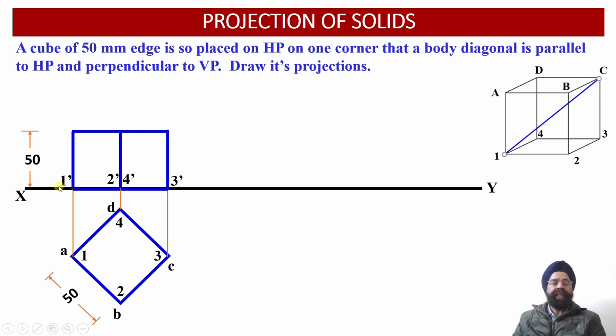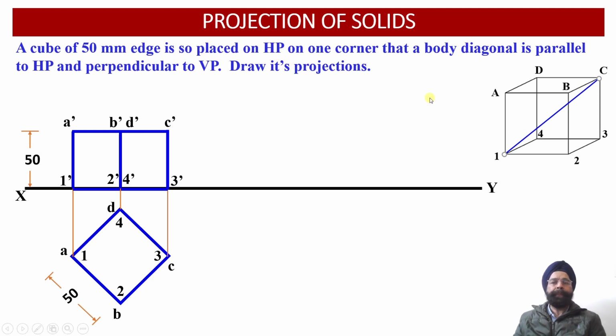So this way the front view projections corresponding to the base will be 1 dash, 2 dash, 4 dash and 3 dash over here, and similarly the projections corresponding to the top face of this cube will be A dash, and then here we get B dash and D dash over here, and through this C we are going to get the front view projection of the top face over here as C dash. So now we have been able to obtain the top view projections of the cube as well as the front view projections of this cube.